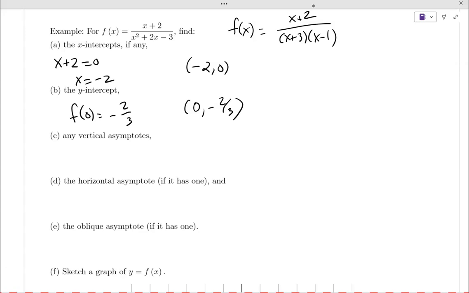Find x-intercepts, set y equal to 0. Find y-intercept, set x equal to 0. Nothing special about being rational functions for that. What do we look for for vertical asymptotes? When the bottom's 0. When does that happen? Good. X is -3 and 1. So you've got 2 vertical asymptotes again.